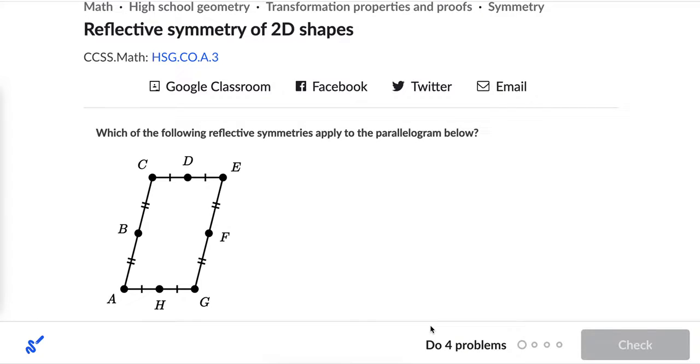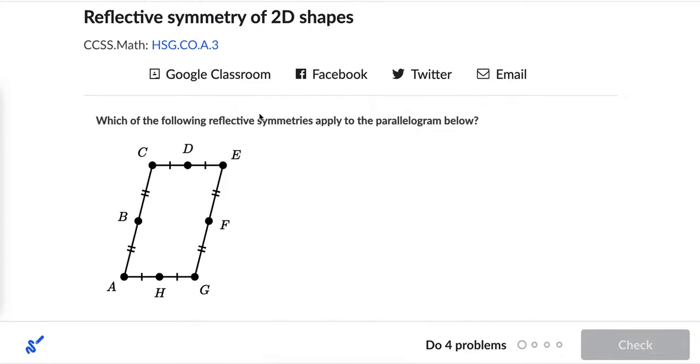Hi, so today we're going to look at symmetry, and we're going to start with looking at the reflective symmetry of 2D shapes. All right, so let's look at a couple of examples. The first example we have here is: which of the following reflective symmetries apply to the parallelogram below.